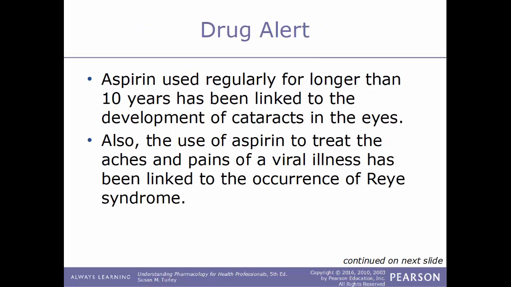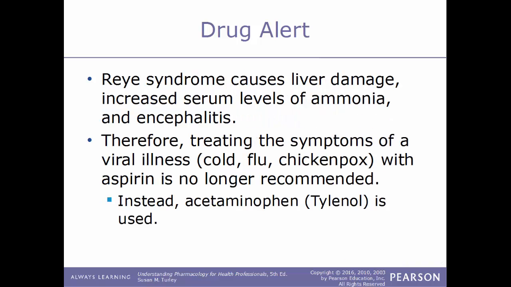Now, aspirin used regularly for longer than 10 years has been linked to the development of cataracts in the eyes. Also, the use of aspirin to treat aches and pains of viral illness has been linked to the occurrence of Reye's syndrome. Reye's syndrome causes liver damage, increased serum levels of ammonia, and also encephalitis. So treating the symptoms of a viral illness like the cold, the flu, or chickenpox, for example, with aspirin is no longer recommended.